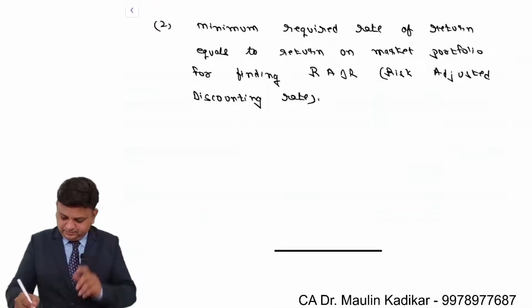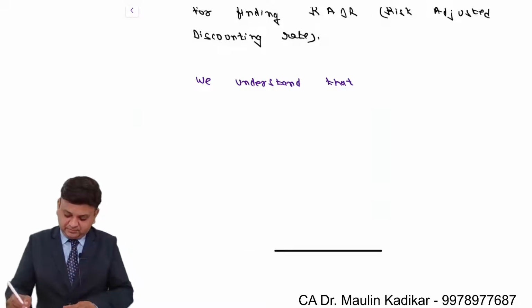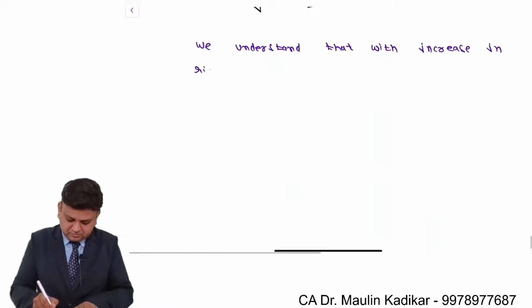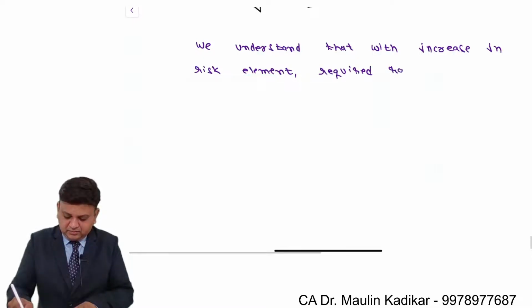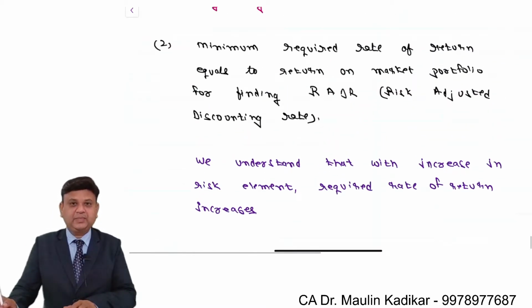With paragraph write down, we understand that with increase in risk element, required rate of return increases. Full stop. This is what we understand.